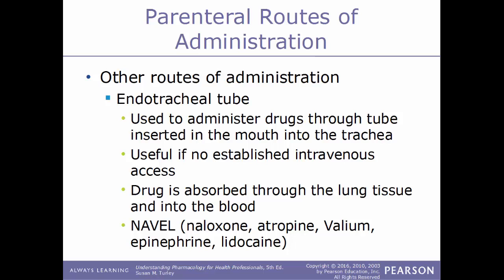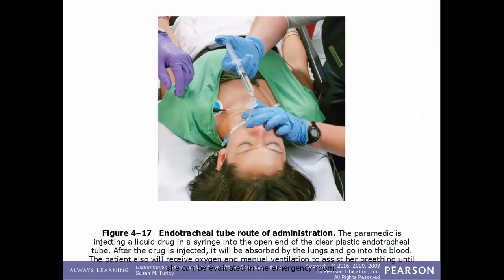Now there are some drugs that are recommended for delivery by this route, and they're known as NAVEL, N-A-V-E-L, collectively. Those letters stand for the 5 drugs that are recommended through this route. N for naloxone, A for atropine, V for Valium, E for epinephrine, and L for lidocaine. In this image we have an example of an endotracheal route of administration. It's usually used for emergency or life-threatening situations.